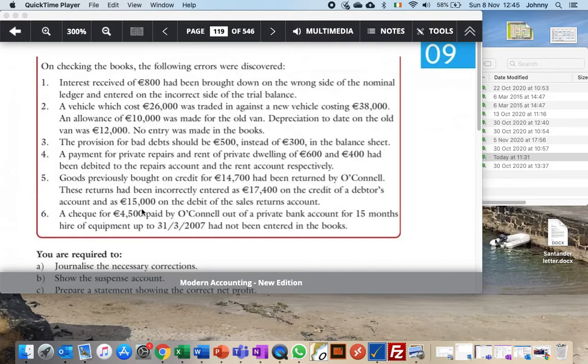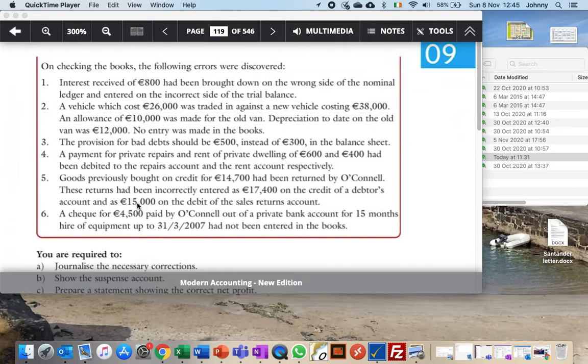So let's cancel what we did do. So we had a credit in debtors. So I'm going to debit debtors 17.4, and it was put on debit of sales returns, so I'll put a credit in sales returns of 15. So that's the first bit done. So I'll cancel what we did do.